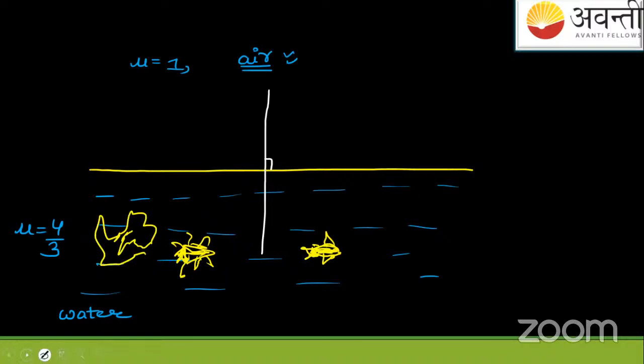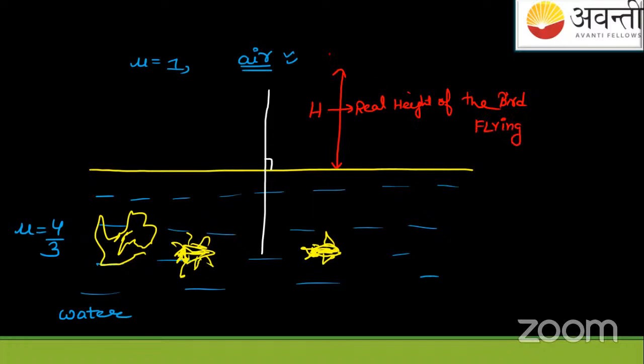If there is a bird flying at a height h, always remember this is suppose the real height of the bird flying. Capital H is the real height of the bird. Let me write it. Capital H is the real height of the bird flying. This is the bird. One bird. I'm erasing these things. H is the real height of the bird flying.